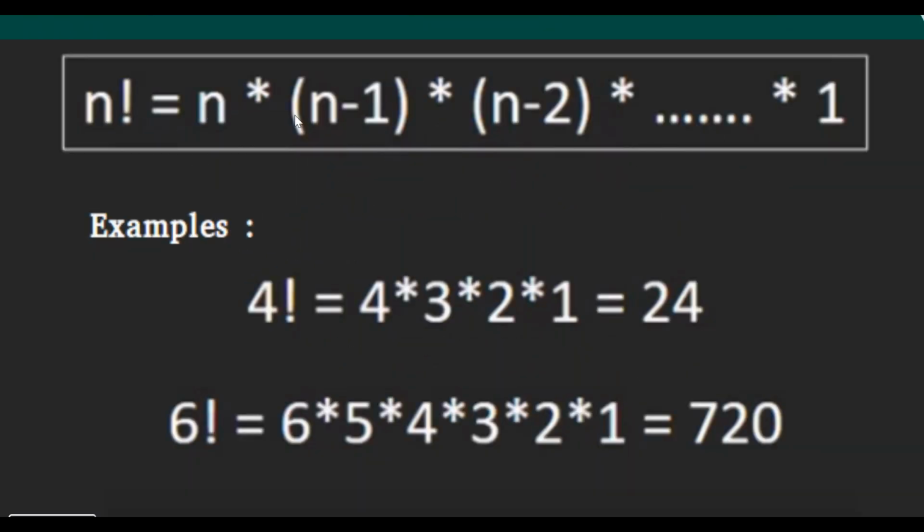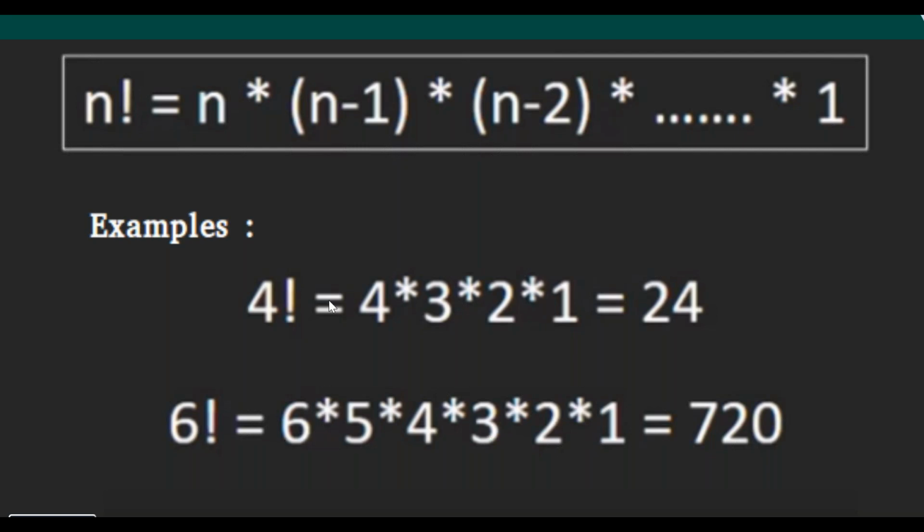N factorial is nothing but n into n minus 1 into n minus 2, and it goes on until it reaches a particular point, which is 1. So this is the least one, right? So in our case, 4 factorial will become 4 into 3 into 2 into 1, which is 24. 6 factorial will become 6 into 5 into 4 into 3 into 2 into 1, which is 720.